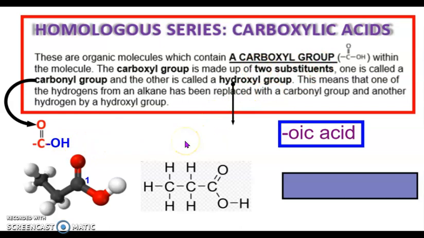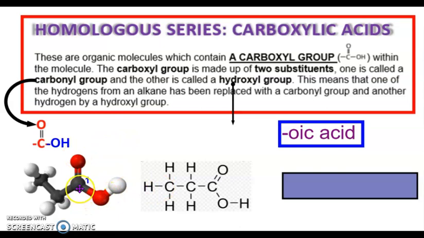And so if we see the carboxyl group and it's on the end of the molecule, so it can either be on the first carbon or the last carbon, as long as it's on the end of a molecule. So we're looking for a carboxyl group, and that is the functional group that identifies it as a carboxylic acid.